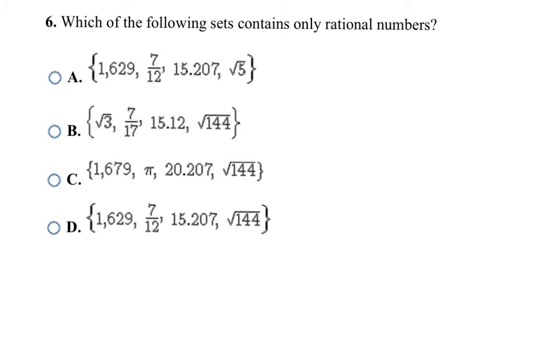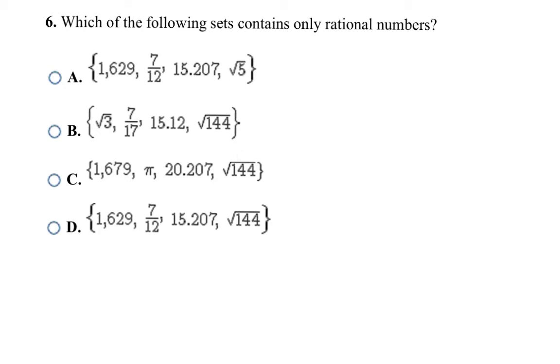This question gives us 4 different sets of numbers and wants to know which is the only set that contains only rational numbers. So remember, rational numbers are numbers that can be written as a fraction. And if you're looking at the decimal form, the decimal is either repeating or ends, terminates.